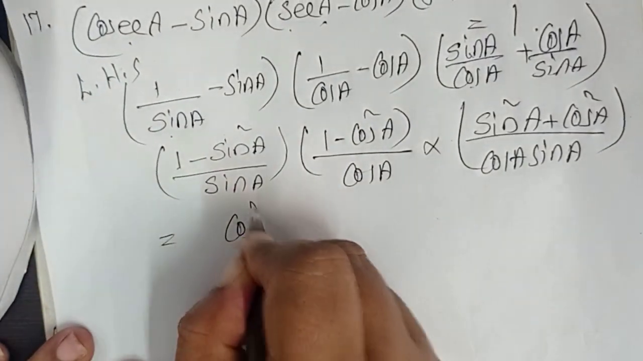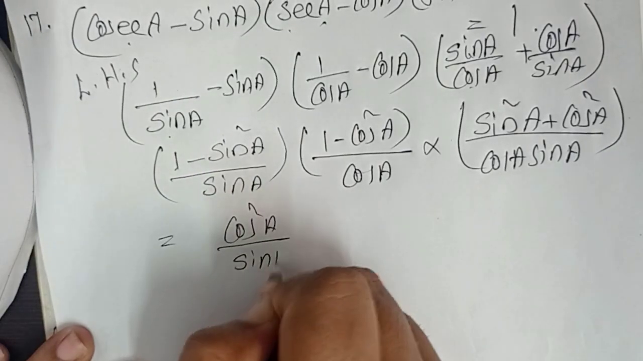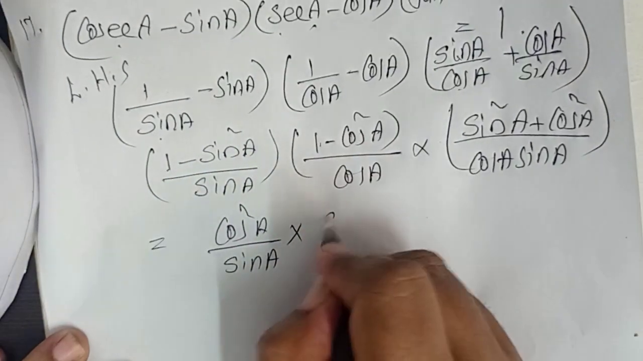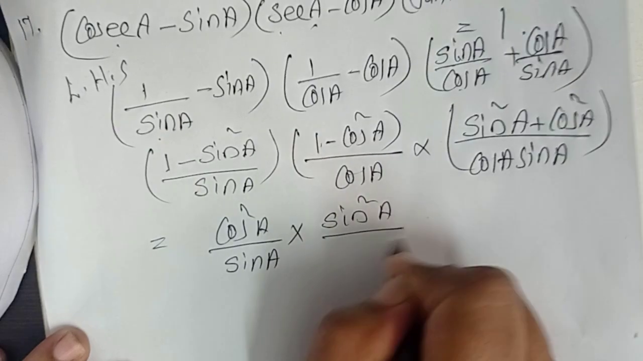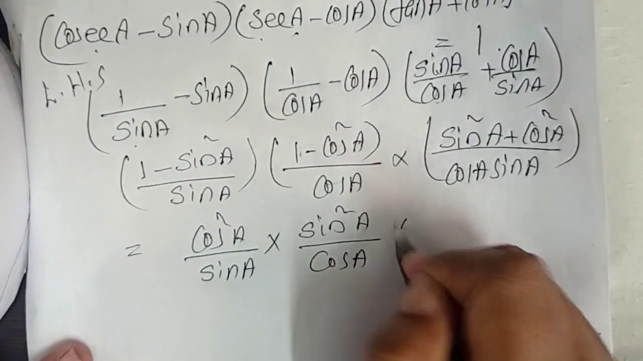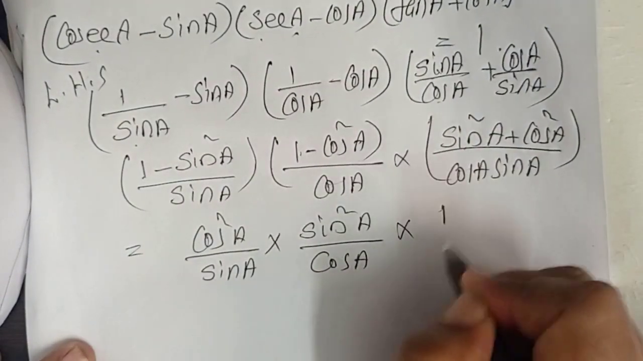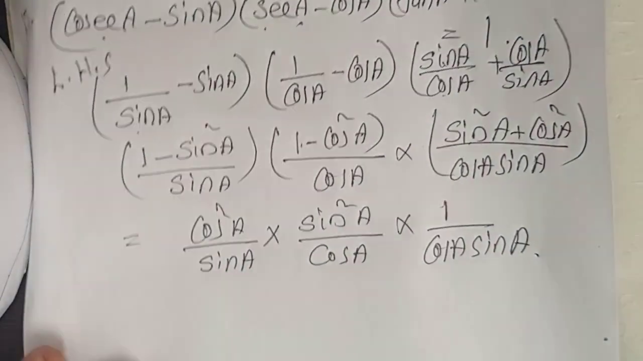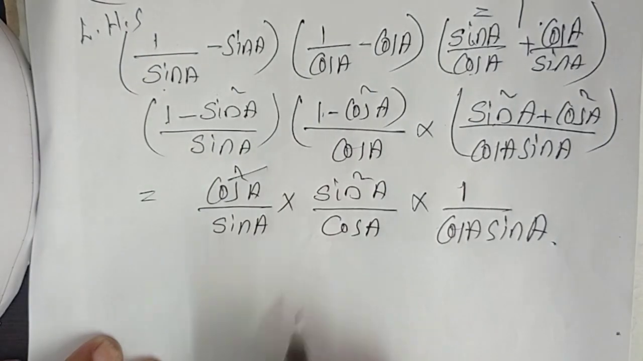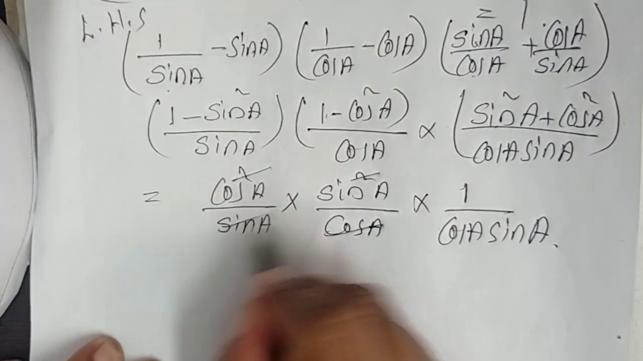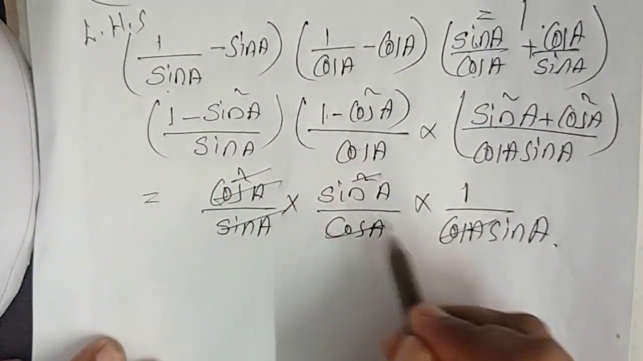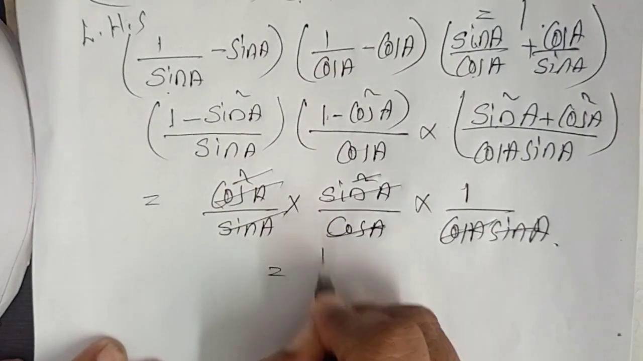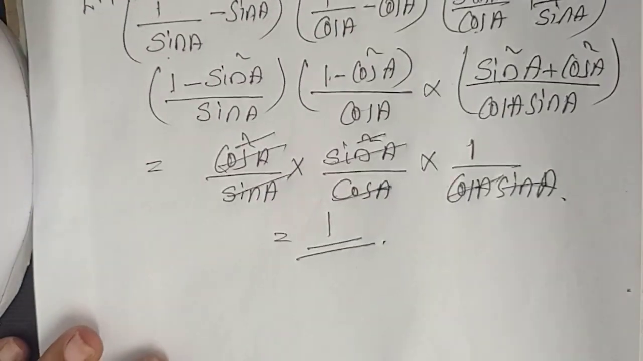Yes, cos square A by sin A into 1 minus cos square A is sin square A by cos A into sin square A plus cos square A, 1 by cos A sin A. Cos and cos cancel, sin and sin cancel, again cos, cos, sin, sin. All the terms cancel, therefore the result is 1.